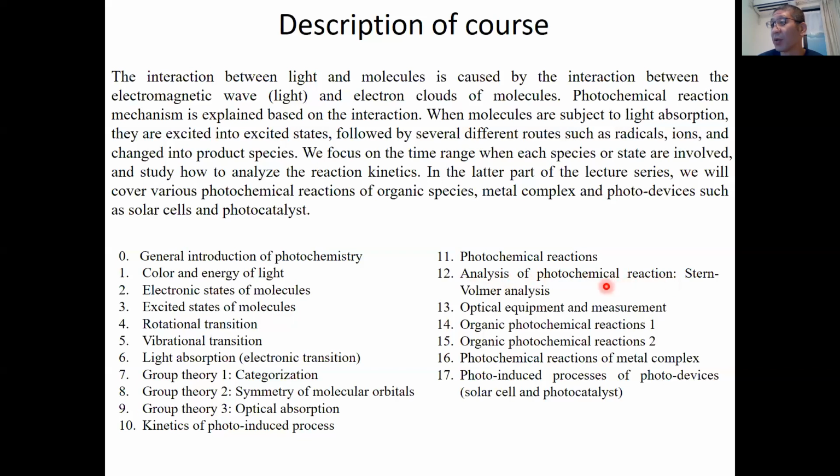Basically, the most important is Stern-Volmer analysis. And also, I'm going to introduce some of the optical equipment and measurement, and then move on to several examples of organic photochemical reactions, and also metal complexes. And in these metal complexes, the orbitals are important to make the color of the molecules. And then finally, I'm going to introduce the mechanism of solar cells and the photocatalyst.